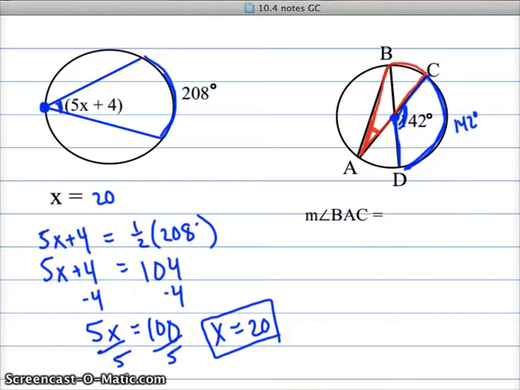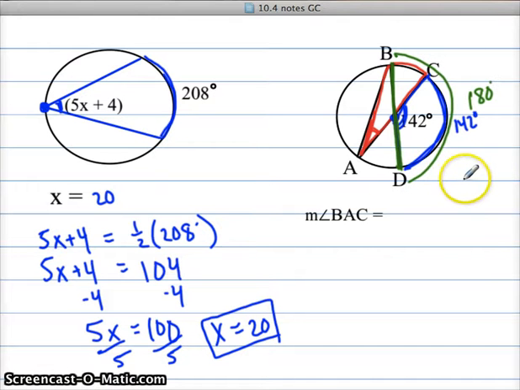Well, now it also helps if you can look for a diameter. So this right here is a diameter, BAD, and diameters split the circle in half. So the arc that this diameter is grabbing onto is this whole arc right here. That whole arc is 180.